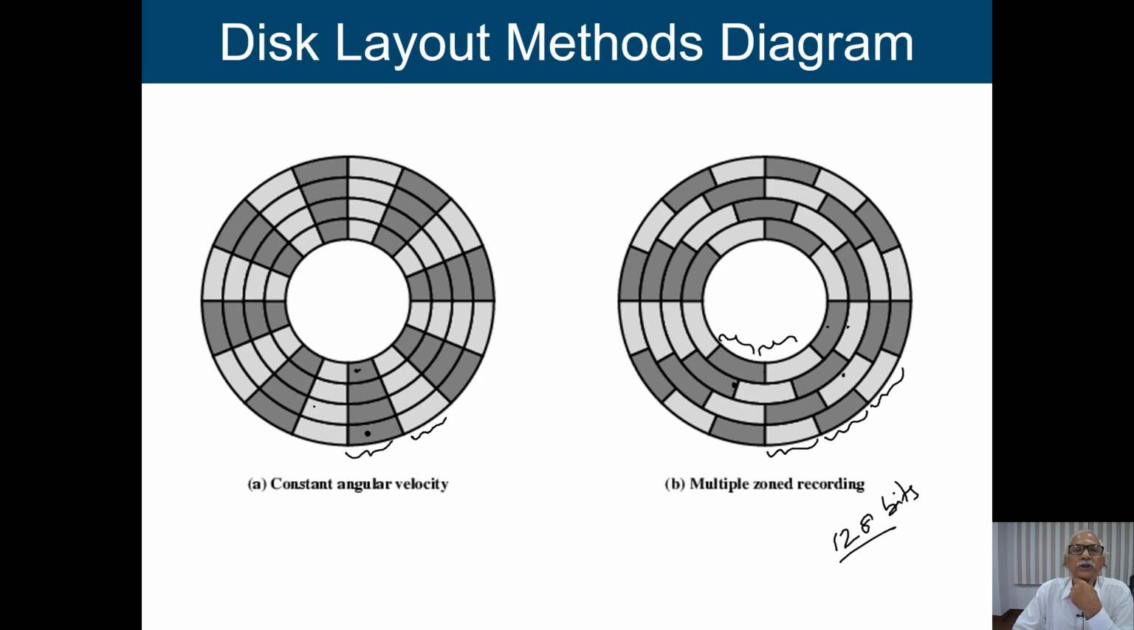But this is a simple solution which rotates at a constant angular velocity, so packing density is different, with slight wastage of your disk space, but it is easy to identify the sector and track.